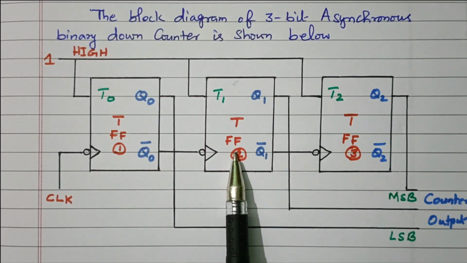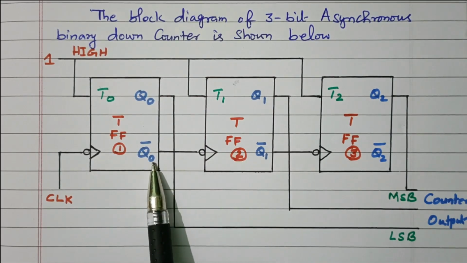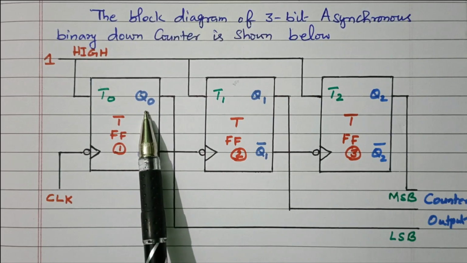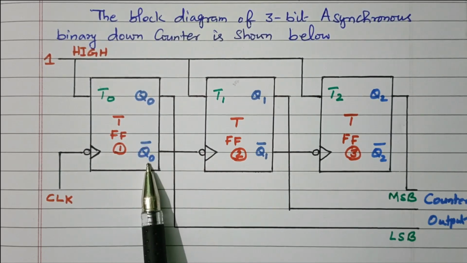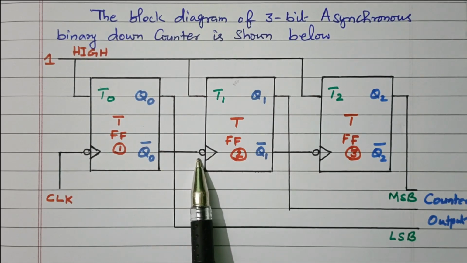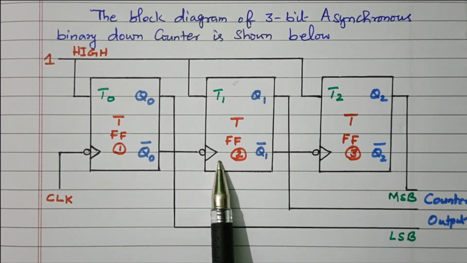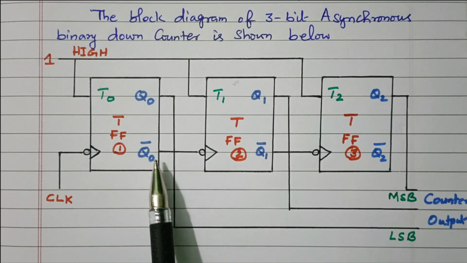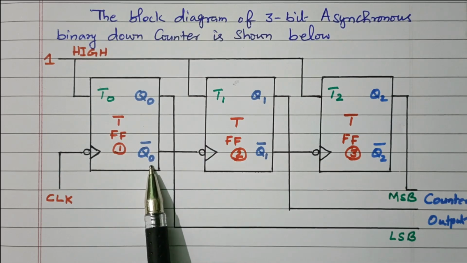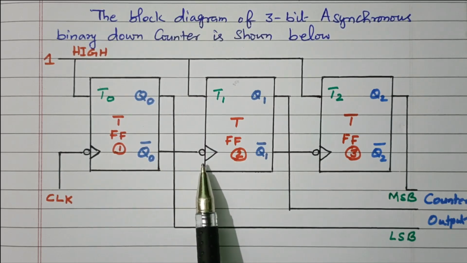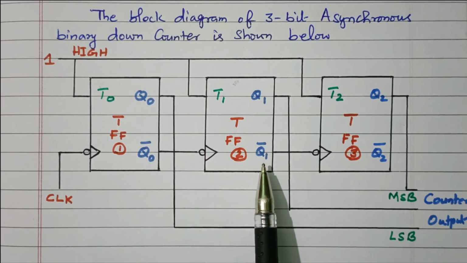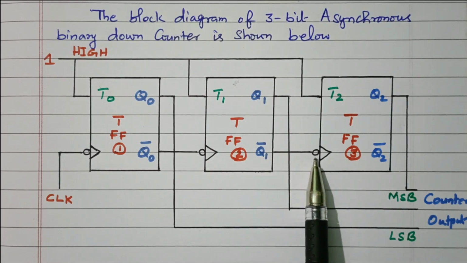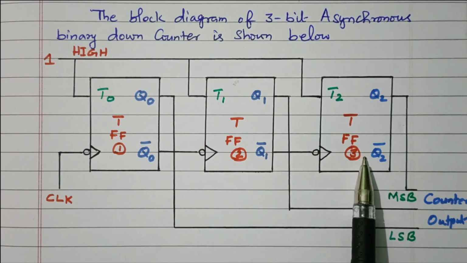For the second flip-flop, the clock pulse is Q0 bar. Q0 is the output of the first flip-flop, and Q0 bar is the complement. Q0 bar is connected as the clock pulse of the second flip-flop. The first flip-flop's complemented output is connected as the clock pulse of the second flip-flop. Similarly, the second flip-flop's complemented output Q1 bar is connected as the clock pulse of the third flip-flop.